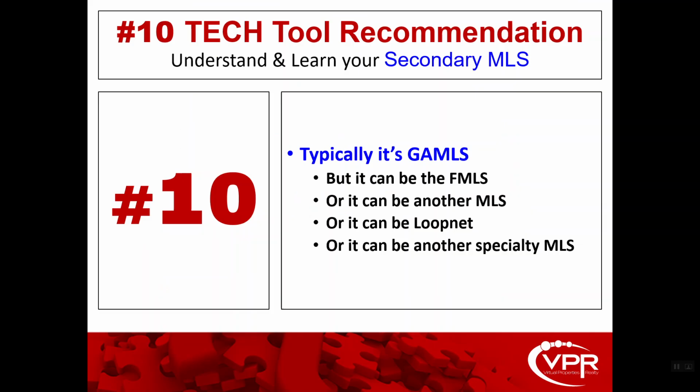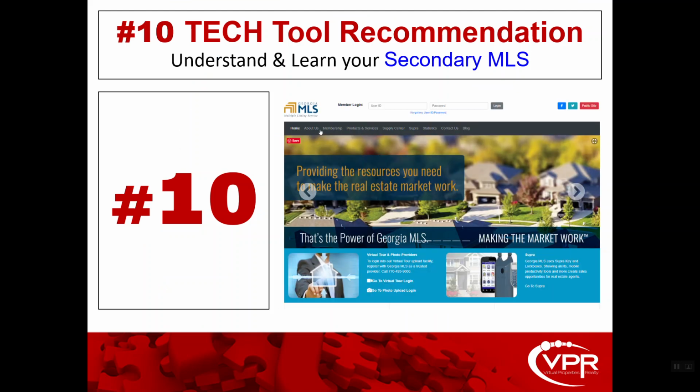Now we're on to number 10. Your secondary MLS, which is typically GAMLS. But it doesn't have to be GAMLS. It could be Athens board, or it could be even like a LoopNet if you're a commercial person. But all of us generally have at least 2 MLSs, sometimes 3 or 4. So you need to get to know your secondary MLSs. I should probably put MLSs, plural, on there.